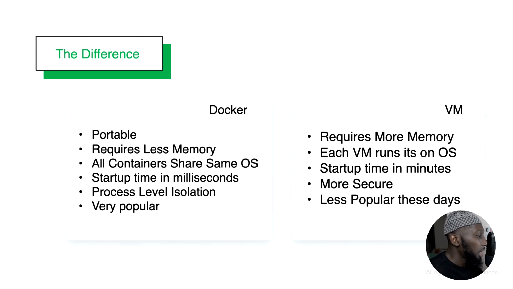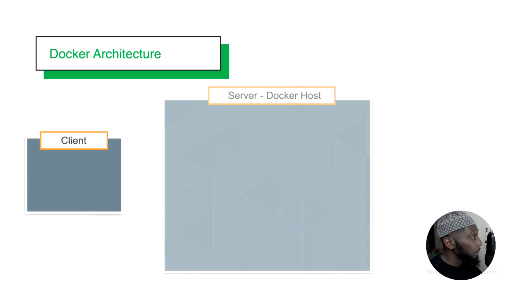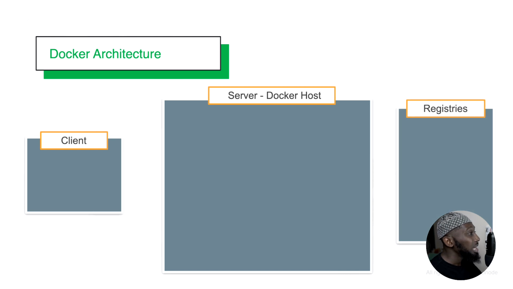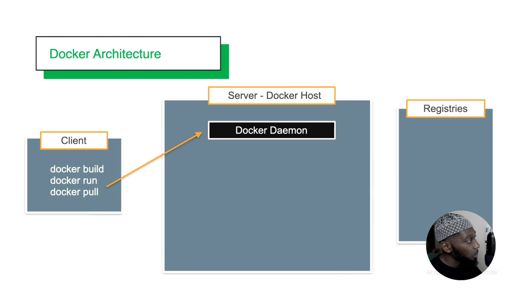Now let's talk about the Docker architecture, because I feel it's really important for you to understand it moving forward. So the Docker architecture works as follows. You have the client, the server, which is a Docker host, and then you have registries. Inside of the Docker host, you have the Docker daemon. And from the client, you can issue commands such as docker build, docker run, docker pull, and so on and so forth. That command or request from the client talks to the daemon.